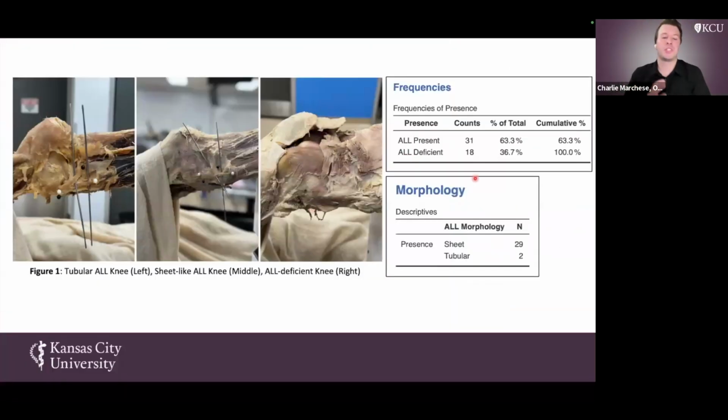Let's zoom out. Okay, so just discussing some of the morphology and the frequencies from our study, we have found that the ALL is present in 31 of our 49 limbs, which is a 66% prevalence, or I guess a 63% prevalence. This was pretty close to some of the other prevalences that we've discussed, especially within embalmed donors. So we were happy with that process, and we were happy with the results and how it looks compared to previous studies. We did find 2 that were tubular in nature like this, but the majority of the ALLs within our lab were more sheet-like, more fibrous, as we can see here in this middle image.